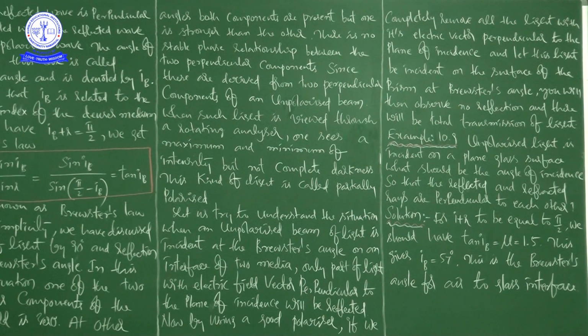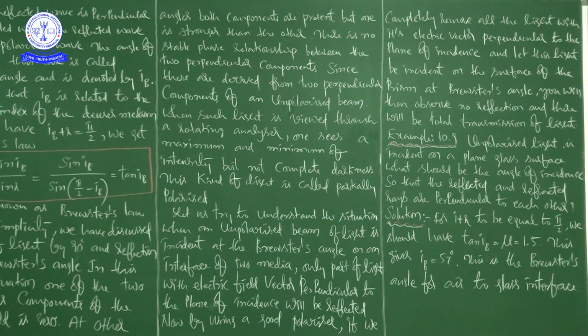As I already told you, the angle between these two rays is 90 degrees according to the situation we are discussing. Then automatically the sum of these two angles is also 90. When this is 90, this is also 90. That is what Brewster's angle means according to the laws of reflection. It is the angle of incidence, and this is the angle of refraction.